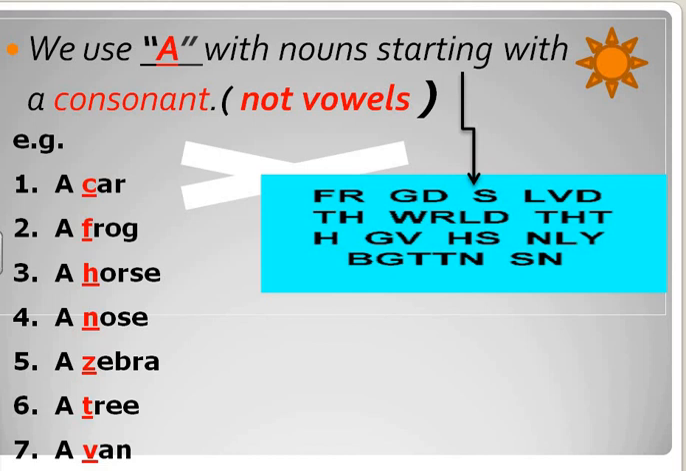Good. Number seven, van. The word van starts with the consonant V. So I will say a van, a van. Repeat, a van.